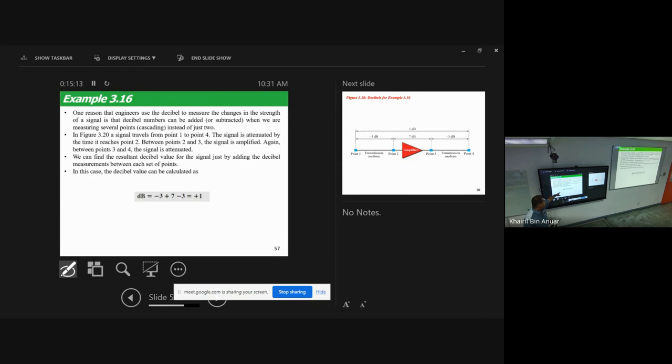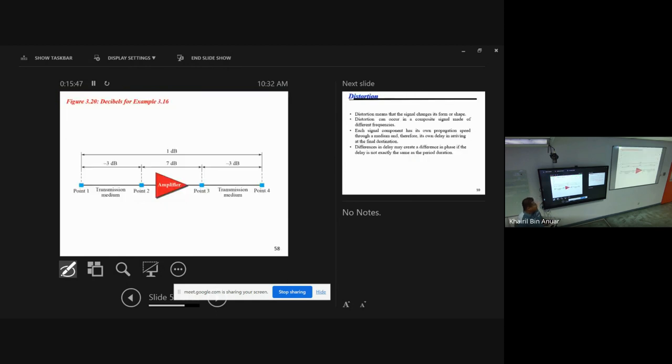Okay, so with respect to the decibel, here it says that if you have a signal that travels from point 1 to point 4, the signal is attenuated by the time it reaches point 2. Between points 2 and 3, the signal is amplified. And again, between 3 and 4, the signal is attenuated. Okay, so you can use that decibel to calculate the amount of gain or attenuation. So you can simply add or subtract it out. Okay, so with respect to that, you will get the number of signal either is gain or loss. Okay, so this is how it represents.